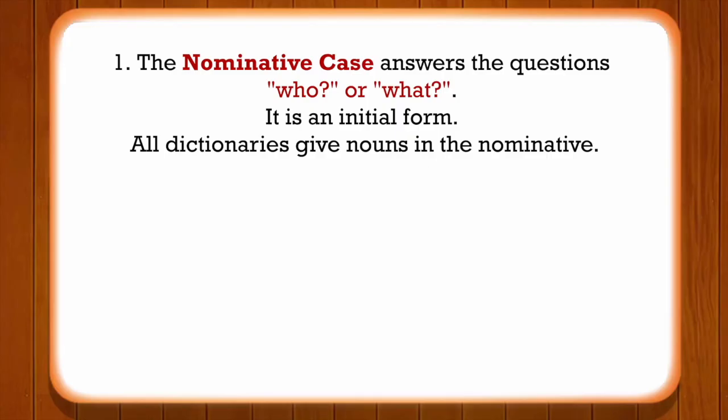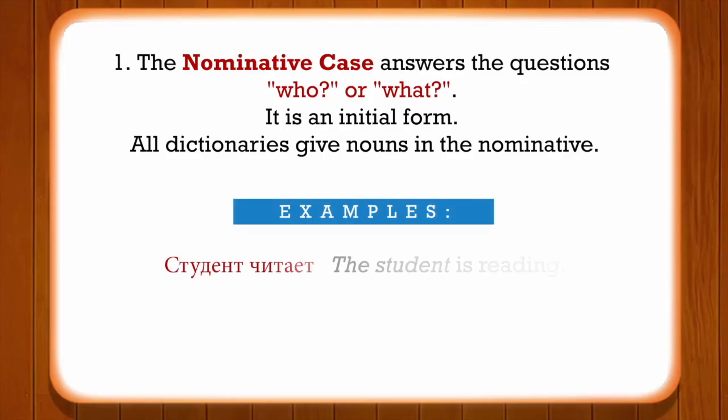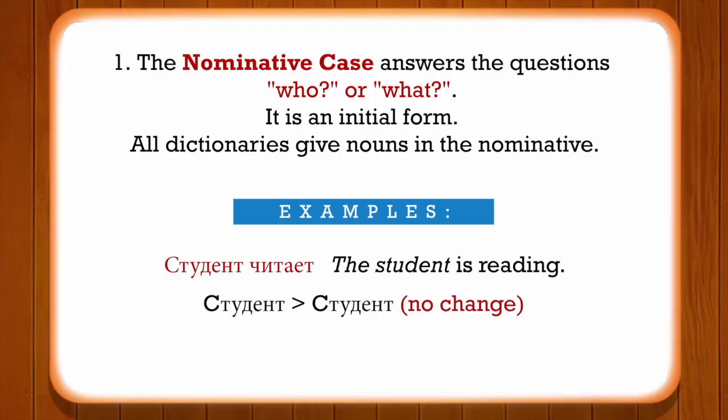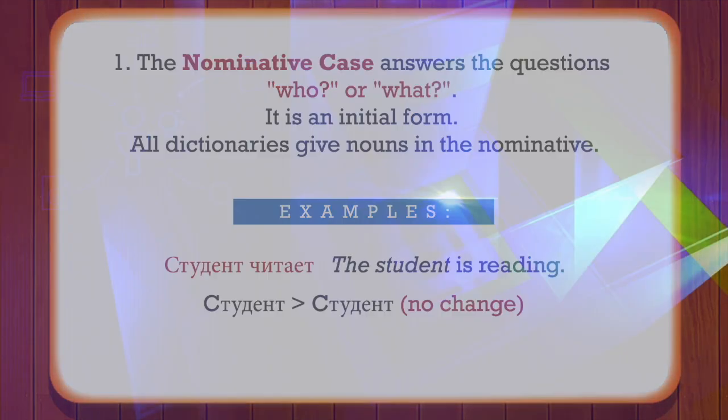Let's pay attention to these 2 examples we have. Студент читает. The student is reading. A student reads. Student remains the same. So likewise, in other cases you will also find a similar fashion, but you will see how the rules of grammar are applied. Now we will go ahead and pay attention to the second one.